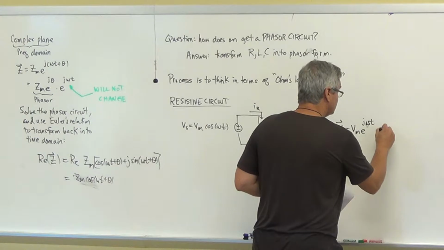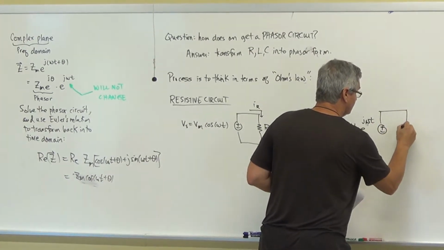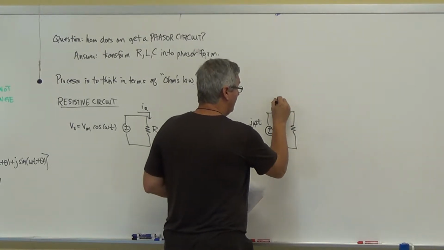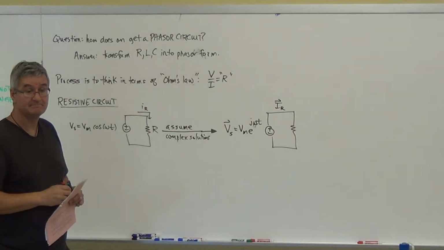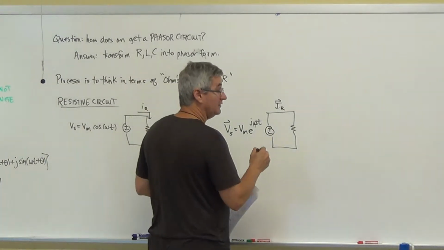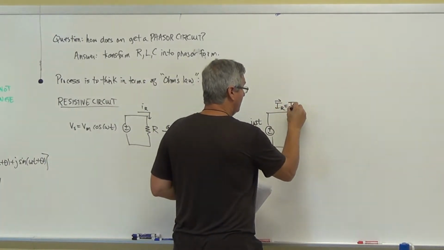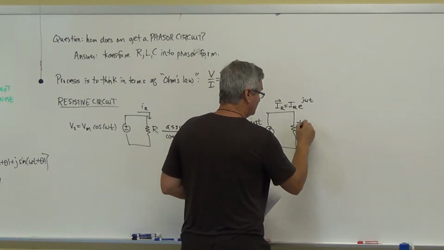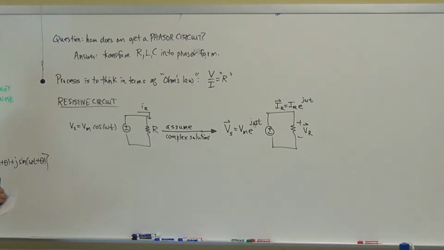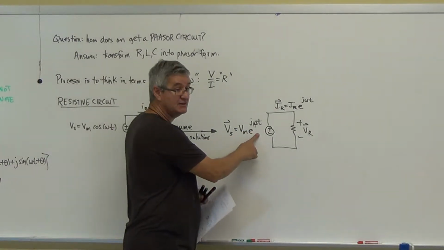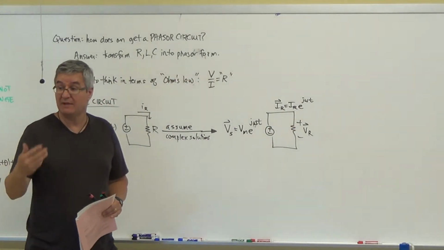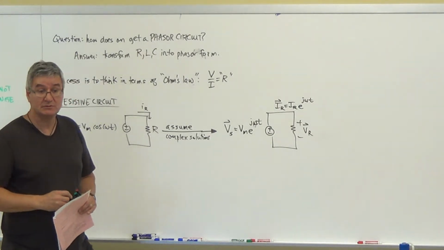So now, here's my source and then my resistor. We're going to assume it has a current IR that's also complex. What does this look like? It should be IR times e to the j omega t, and of course this is my voltage right here. There's no theta here because the source doesn't have a theta. In other words, the current must behave like the voltage source.